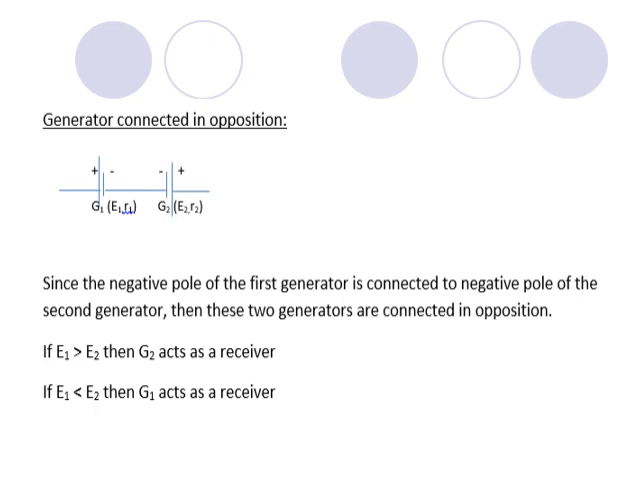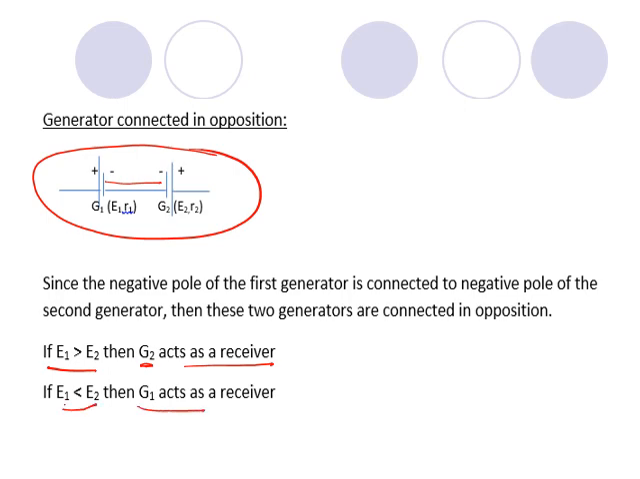Generators connected in opposition. Since the negative pole of the first generator is connected to the negative pole of the second generator, these two generators are connected in opposition. If E1 is greater than E2, then G2 acts as a receiver. If E1 is less than E2, then G1 acts as a receiver.